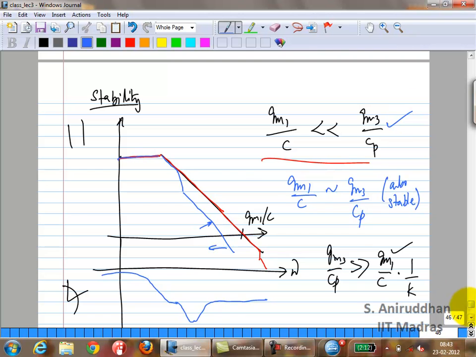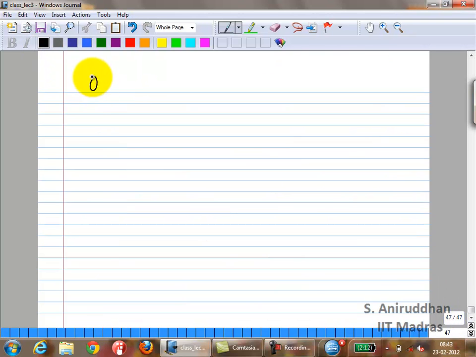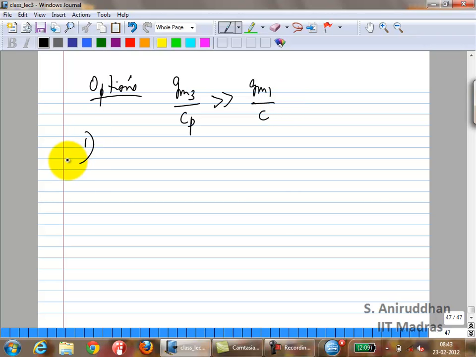How do you satisfy the condition? What do you want? You want GM3 by Cp to be large. Okay, what are the ways to make sure this happens? Increase C. Definitely increasing C is an option. But what is the problem with this? Bandwidth, right? You're trying to achieve a unity gain bandwidth omega u of Gm over C. So you're going to affect your bandwidth.